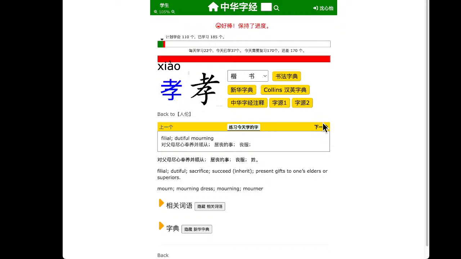孝. And this is an extremely important concept in Chinese culture from the Confucian values.